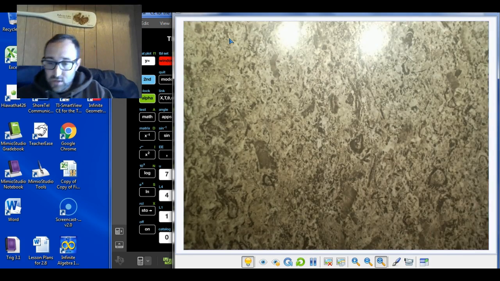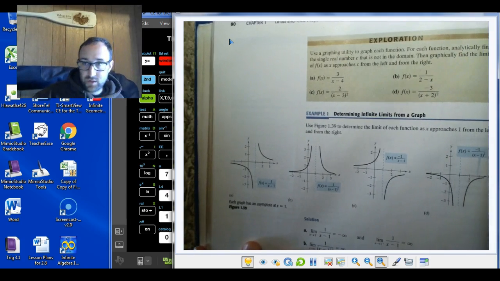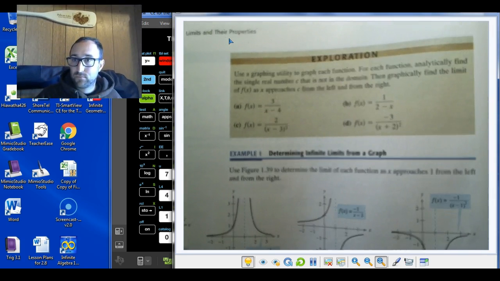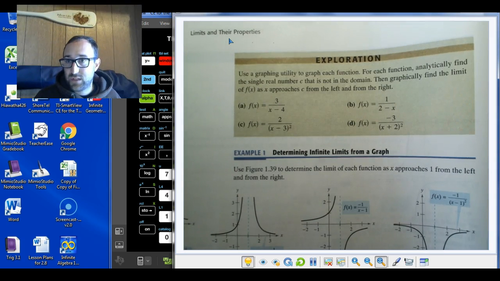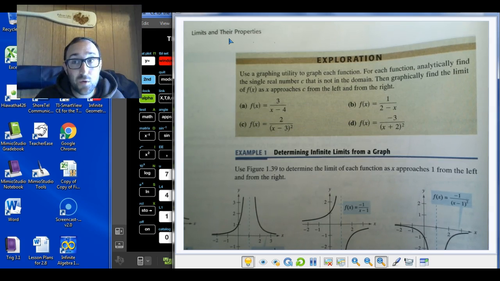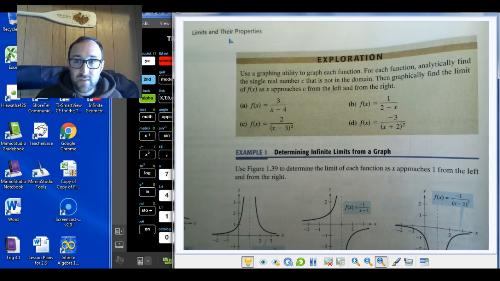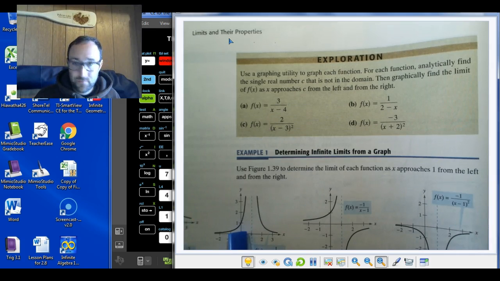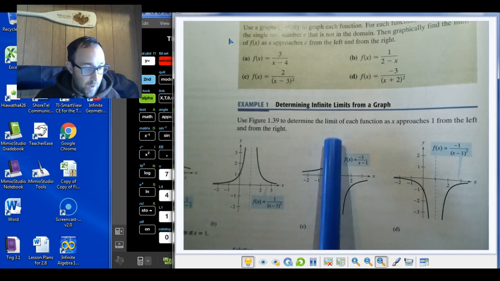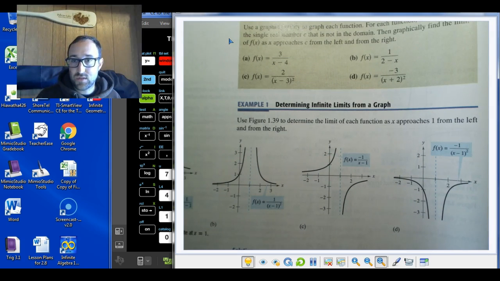Alright, so here is your assignment. We're going to do this exploration right here. It says, use a graphing utility to graph each function. For each function, analytically find the single real number c that is not in the domain, aka the asymptote. Then graphically find the limit of f of x as x approaches c from the left and from the right. Are they going toward each other? Do they look like this? Are they going the same way positive, opposite ways, or the same way negative toward negative infinity?